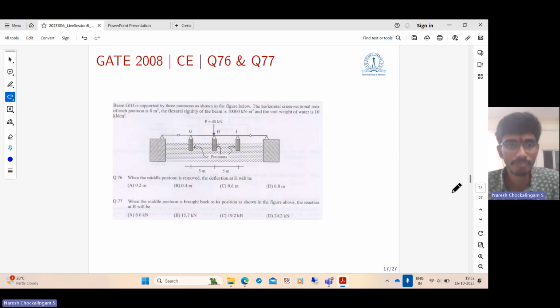So this is an interesting problem which appeared in GATE 2008. We have a statically indeterminate structure. So the beam GHI is supported by 3 pontoons as shown in the figure below. The horizontal cross-section area of each pontoon is 8 meters square and the flexural rigidity of the beam is 10,000 kilonewton meters square. The unit weight of water is given as 10 kilonewton per meter cube. For solving the problem, let us number these ends as A, B, C, and D.